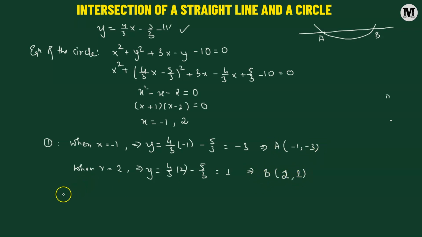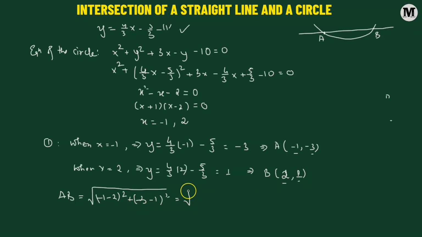So now that we have the coordinates of points A and B, we can use the distance formula to find out the length of the chord AB. So first we'll take the difference of the x coordinates. So that's -1 minus 2 whole squared, added to the difference of the y coordinates. So that's -3 minus 1 whole squared.